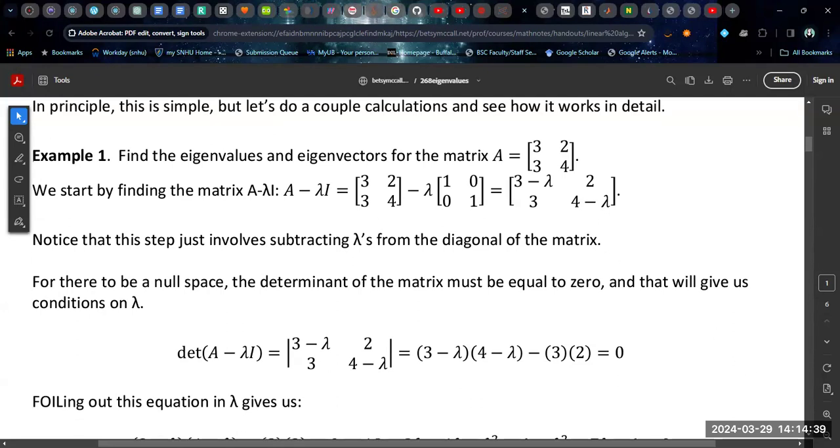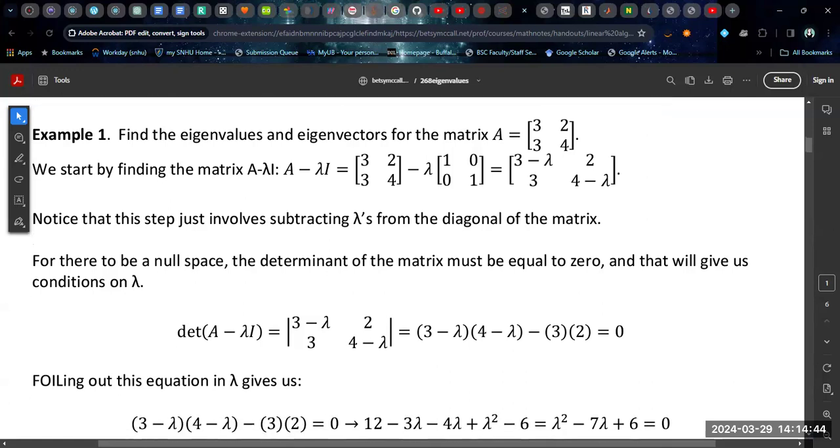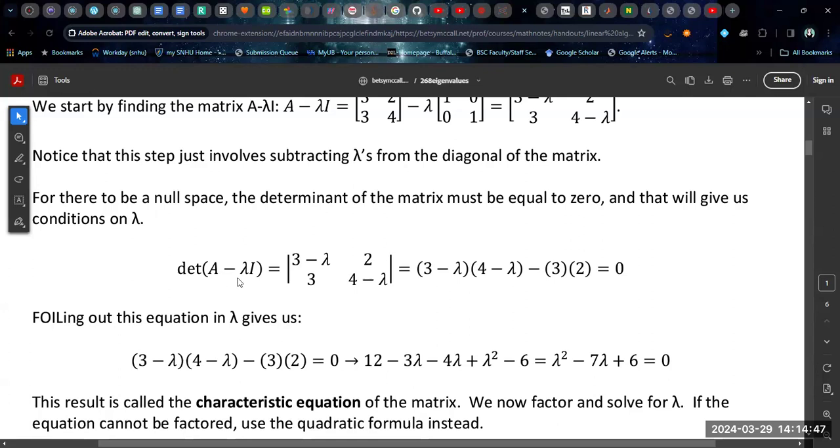Now, again, to get a condition on lambda to make this dependent, we're going to use our understanding of determinants. If the determinant is 0, then the matrix is dependent, and that will create our condition on these eigenvalues, our lambdas. So we're going to calculate our determinant. For a 2 by 2 matrix, this isn't a big deal. We multiply our diagonals, so 3 minus lambda times 4 minus lambda, and then we subtract the off diagonal, which is 3 times 2. We set that equal to 0.